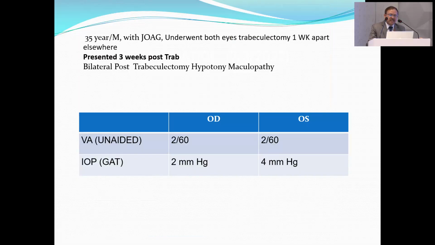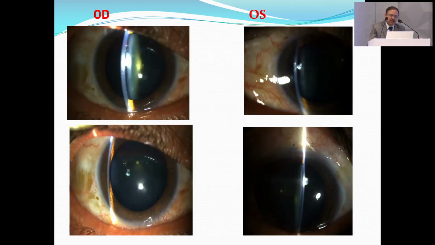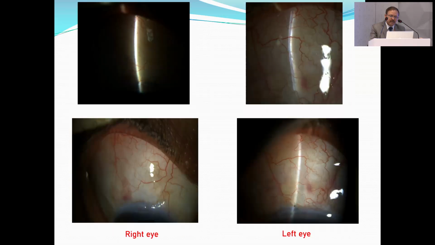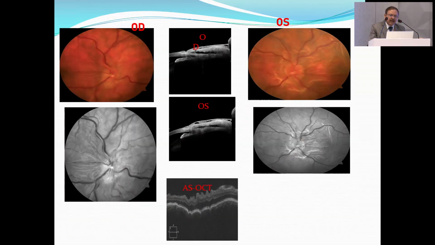This second case was of juvenile open-angle glaucoma. The patient had trab in both eyes, 1 week apart. One lesson is, if one eye's bleb is not settled, wait for the other eye. This was operated 1 week apart in both eyes, and both eyes had hypotony, shallow AC, a large diffuse bleb, and hypotonic maculopathy with disc edema.